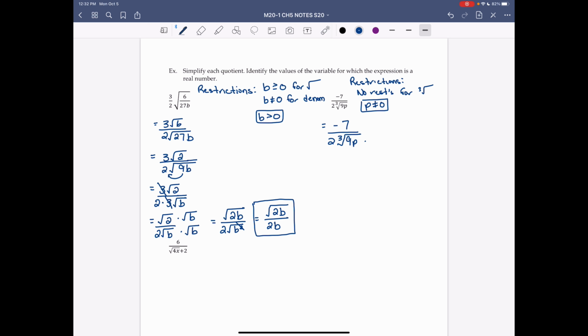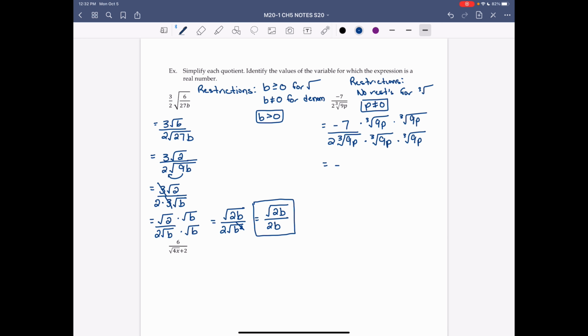Next step, we want to multiply top and bottom by the cube root of 9p 2 times. We need to do it 2 times because it is a cube root. So we're trying to get a cube, which means we need to multiply it 2 times to get a total of 3.